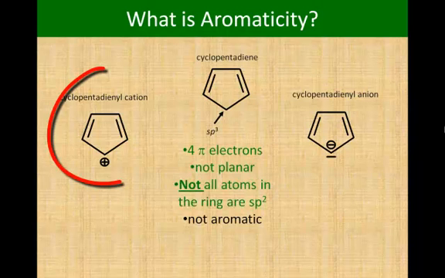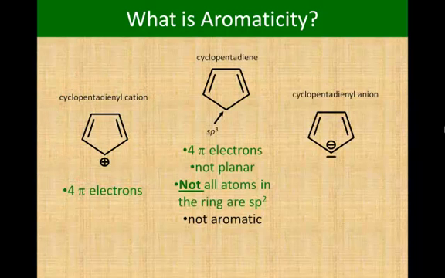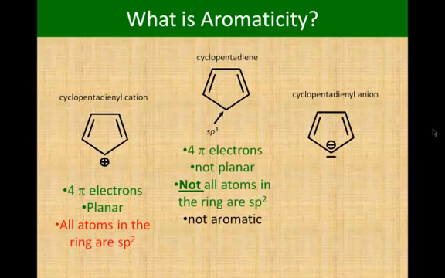What about the cyclopentadienyl cation? We have 4 pi electrons, so again, that does not fit our criteria for aromaticity. It's planar. All the atoms in the ring are sp2 hybridized. Remember that I told you that carbocations are sp2 hybridized. But it's not aromatic because it doesn't have the right number of pi electrons.